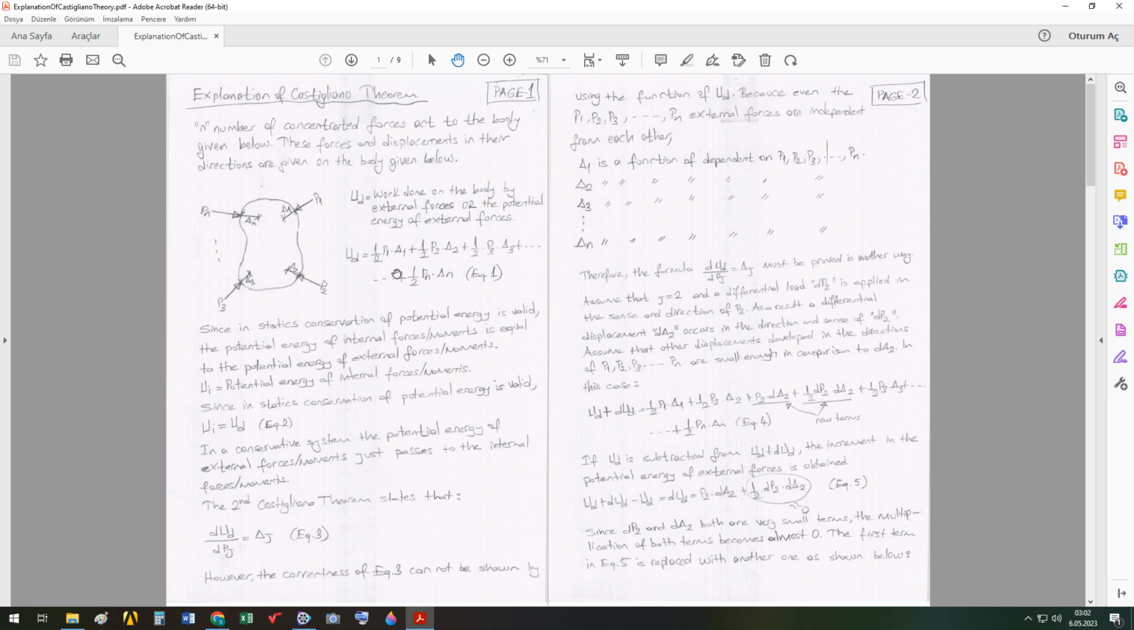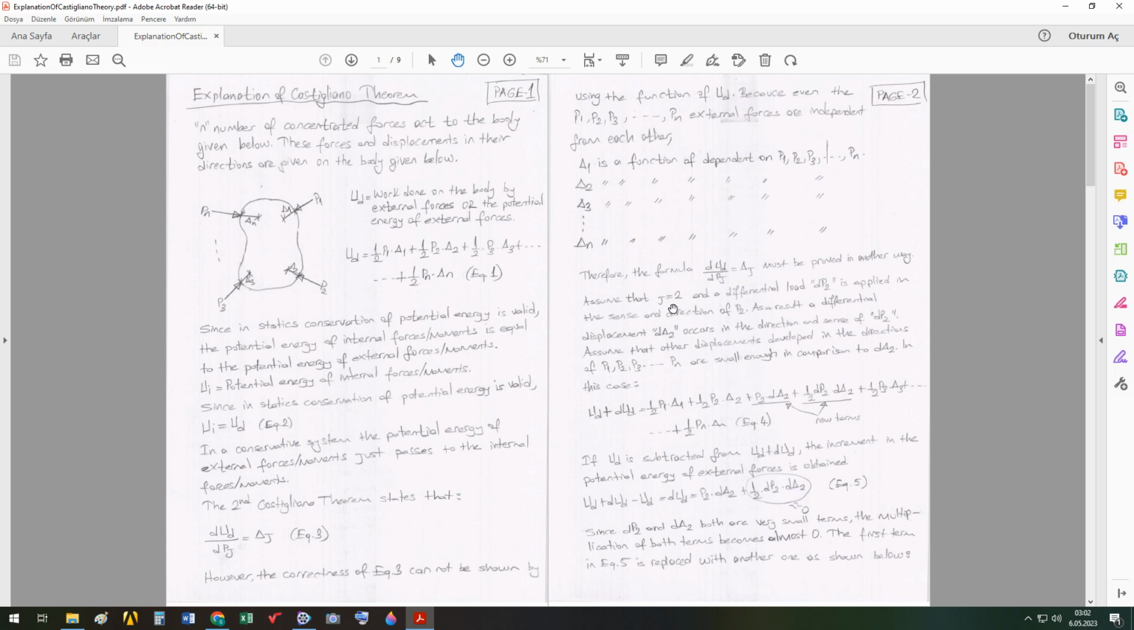So one must obtain the expressions, functions of delta 1, delta 2, delta 3 in terms of all those P forces, to use this formula to apply the second Castigliano theorem. And then if the result is as it is stated here, then we can say that Castigliano is correct. Therefore, the formula must be proved in another way.